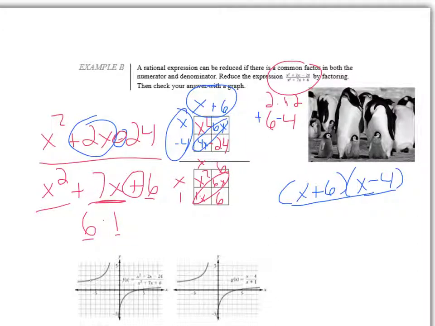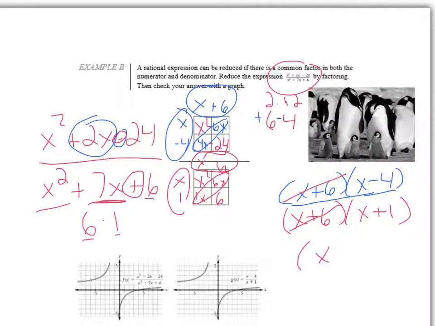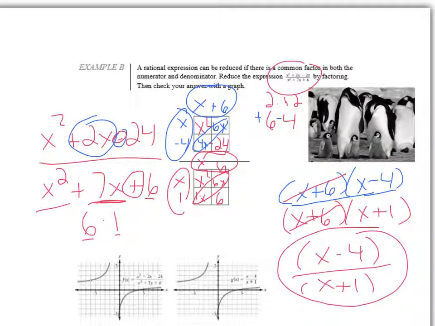So on the bottom I have x plus 6, and on the side I have x and a positive 1, and x plus 6 and x plus 6 cancel out, so my answer is x minus 4 over x plus 1. That is simplified or reduced.